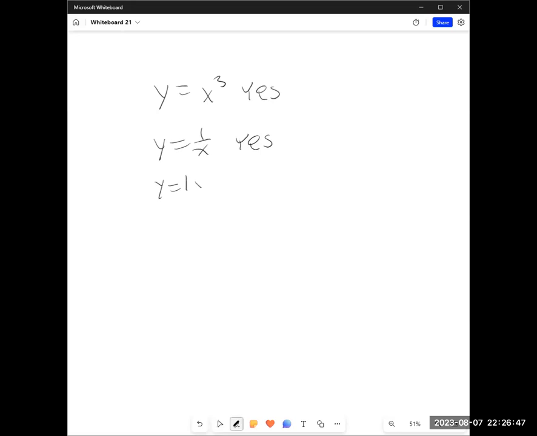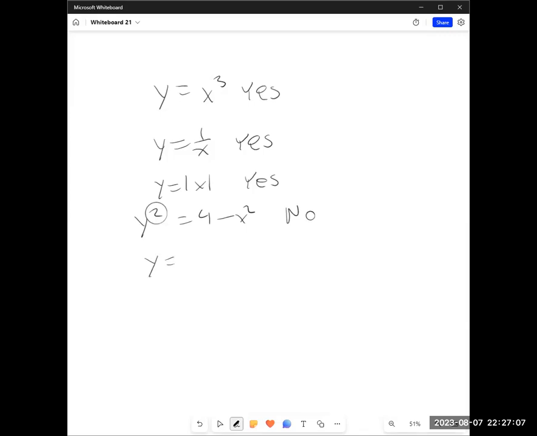y equals the absolute value of x. Yes, that's also a function. The absolute value bars aren't around y there. Now look at this one, y squared equals 4 minus x squared. See the even power on y right there? So no, that one's not a function of x.